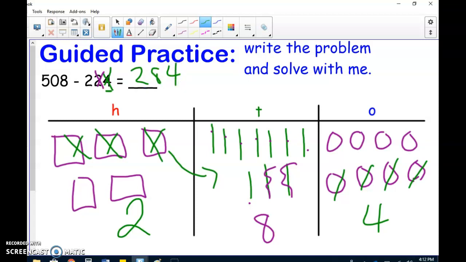Boys and girls, that is our lesson for today with subtracting, breaking apart 100. If you are still confused, go back and watch the video again. And if you need more help, make sure you get on Zoom later today, and I'll be happy to help you. See you later.